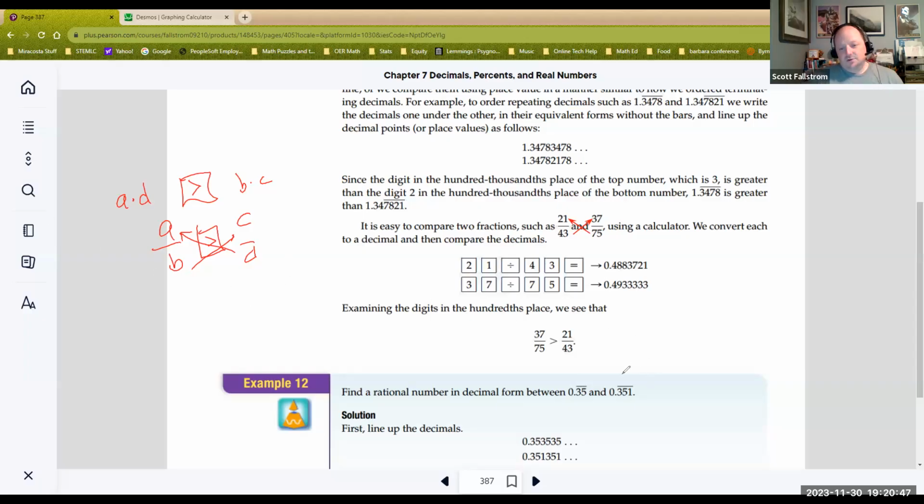All right, what else are we going to do? Hey, rational numbers are dense. So between any two decimals that are not equal, you should be able to find as many fractions as you want. So if you have 0.35 repeating and 0.351 repeating, well, take a moment and just write them out a little bit more.